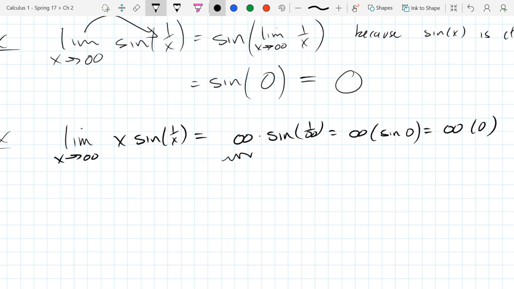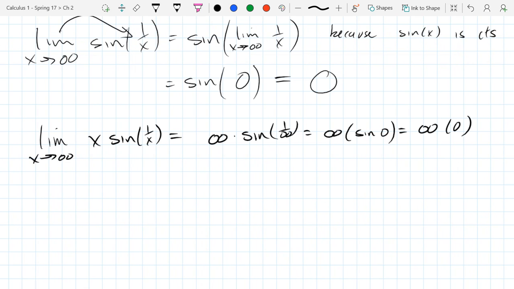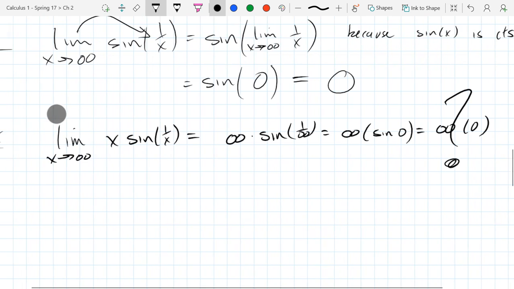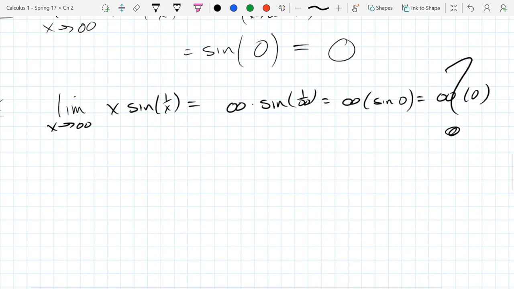We had a number that was getting really big multiplied by a number that was getting really small. So the question is, is that product going to get bigger and bigger, or smaller and smaller, or something different? We won't precisely look at this until Calc 2, but at this point we'll be able to use algebra and what we know to figure out what this limit actually is. So I'm going to put a big question mark through this, and we will figure out more carefully what is going on.